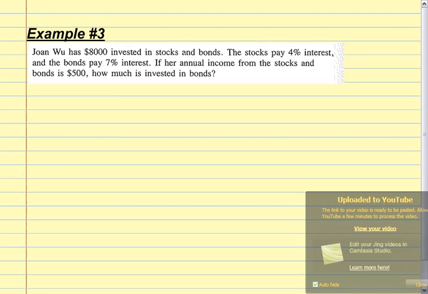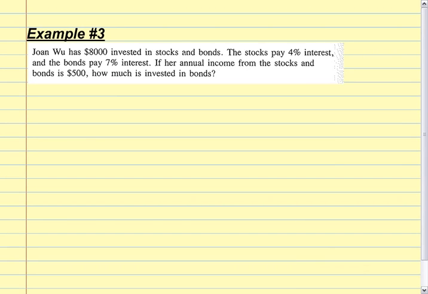Okay, example 3. Now this is the last one for the day. Remember, we're trying to write two equations. We're writing a system. We're going to get a variable by itself and plug it into the other equation, so that it only has one variable. Then we'll solve for that.